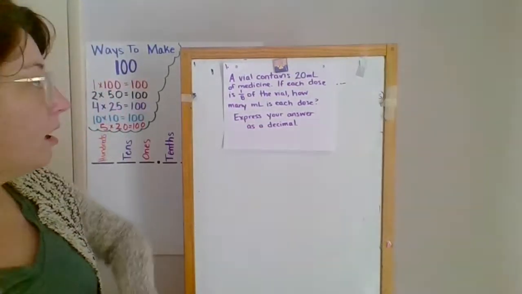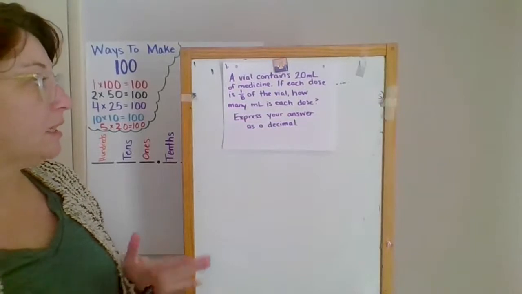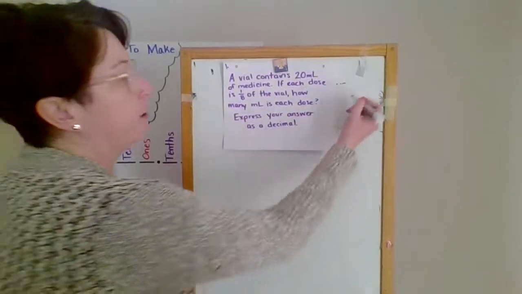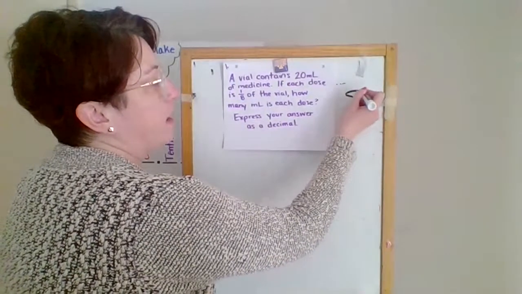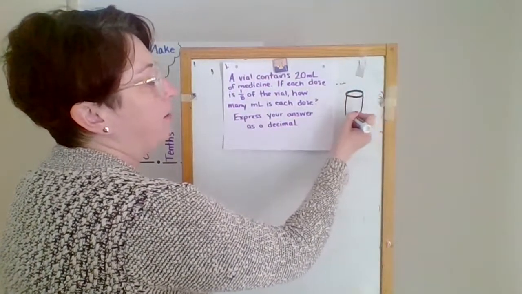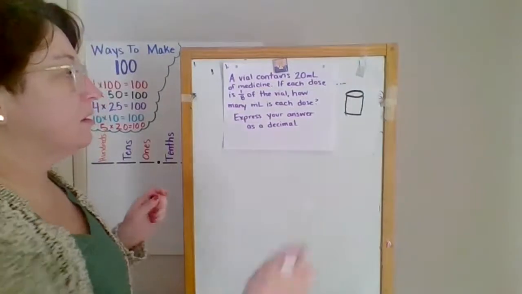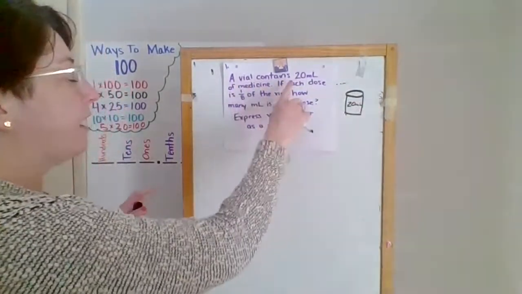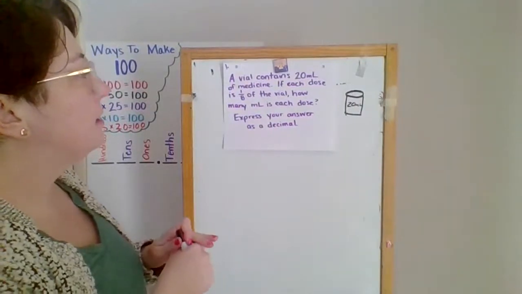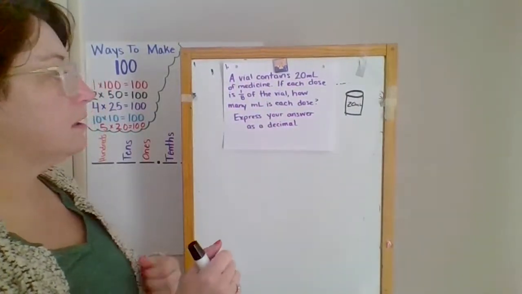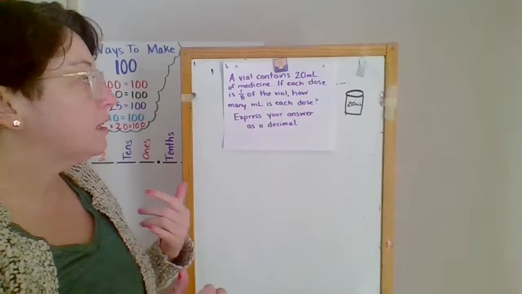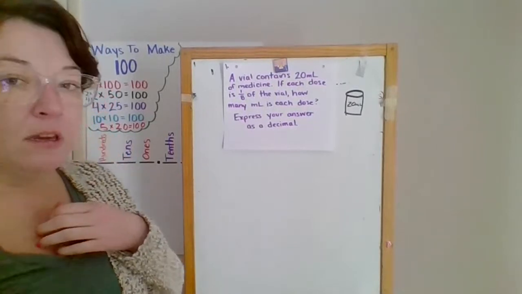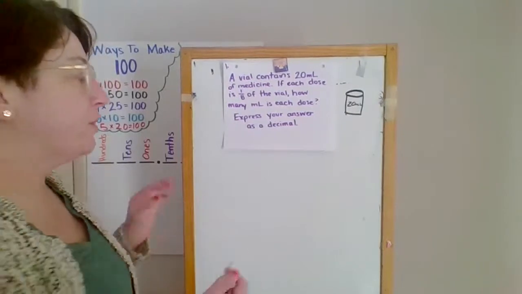Okay, so a vial contains 20 milliliters of medicine. So a vial of medicine, think of it like a pill bottle kind of thing. So if there's 20 milliliters in there, okay, so a vial contains 20 milliliters of medicine. If each dose, so that's how much you would take, is 1/8 of the vial, how many milliliters is each dose? So I'm going to start with a visual.